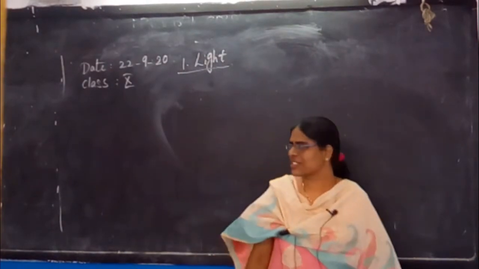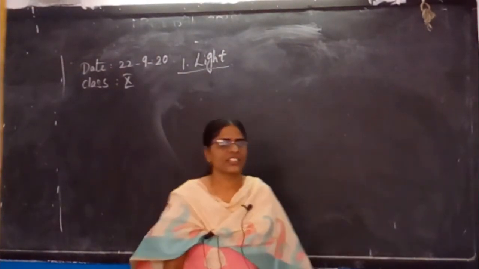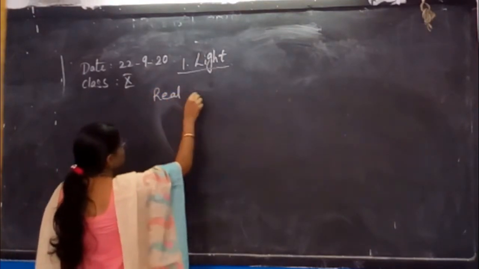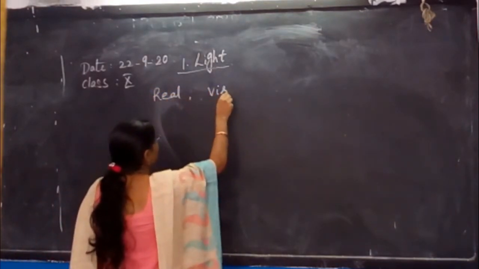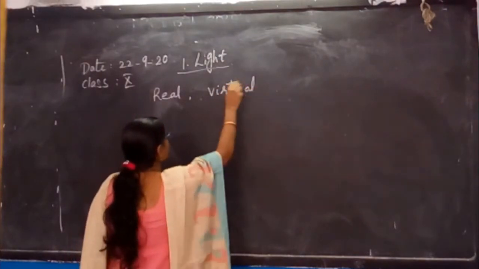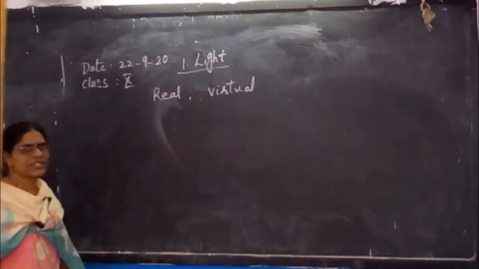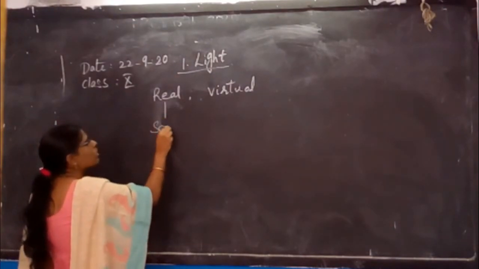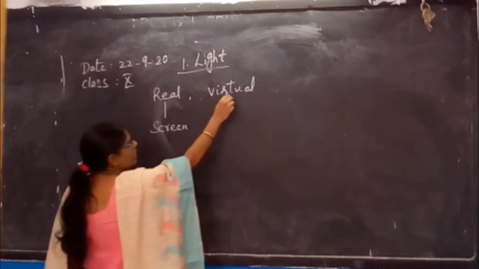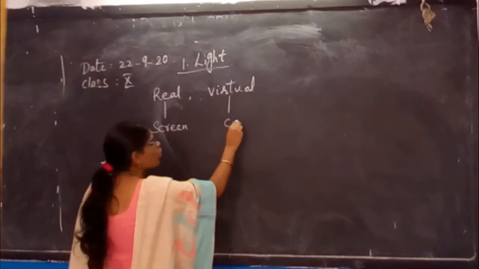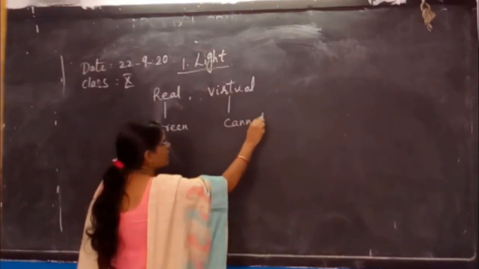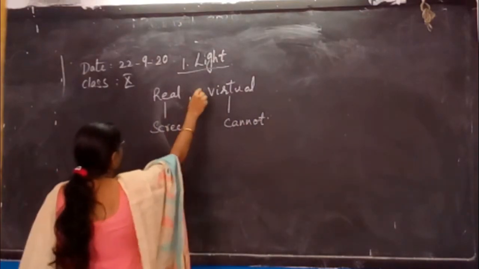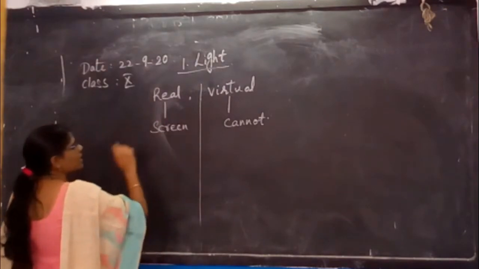Good morning, students. Today we will start regarding light. In the last class, we studied differences between real and virtual images. Real images can be caught on the screen. Virtual images cannot be caught on the screen. These are the differences we studied in the last class.